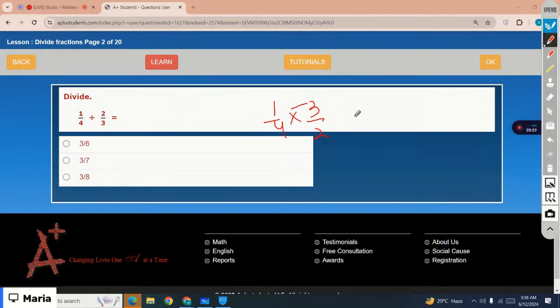So then 3 times 1 is 3 and 4 times 2 is 8. So the correct option is 3 over 8. Option number 3 is the correct option. The correct option is 3 by 8. Option number 3 is the correct option.